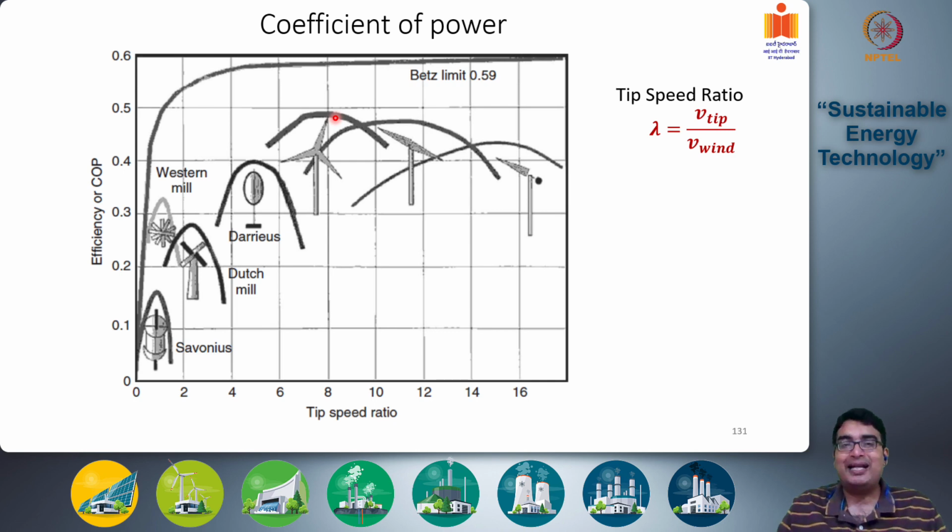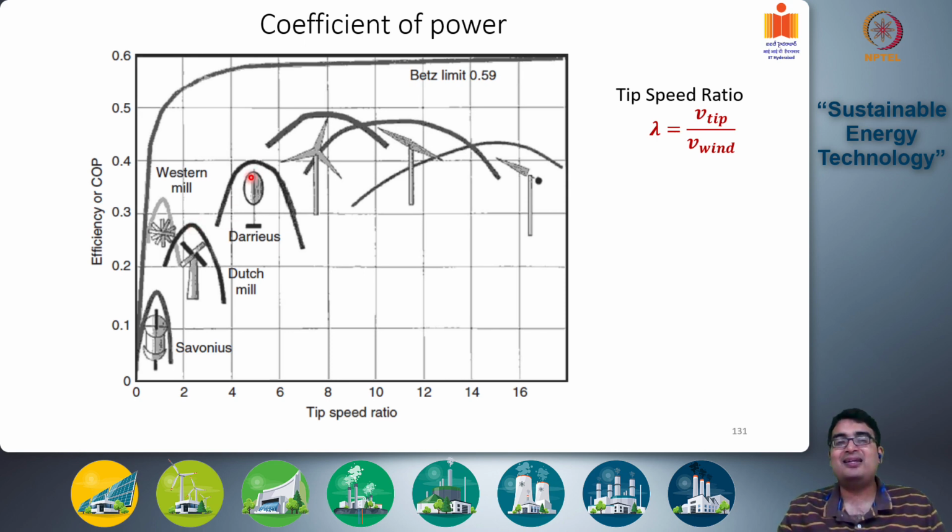Okay, so that is why a three-bladed wind turbine is preferred over other variants. There are other types of wind turbines also. For example, a Dutch mill has a four-bladed wind turbine. You can see its tip speed decreases very sharply to below 0.28.